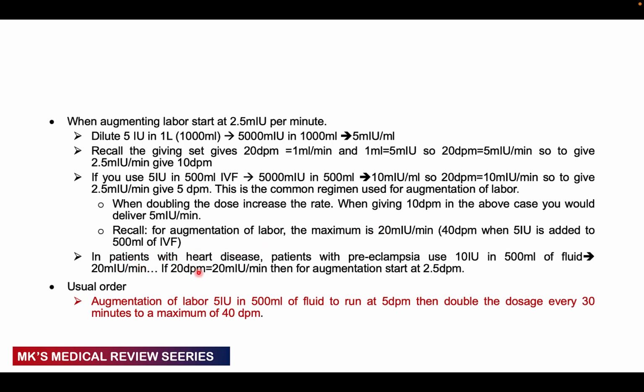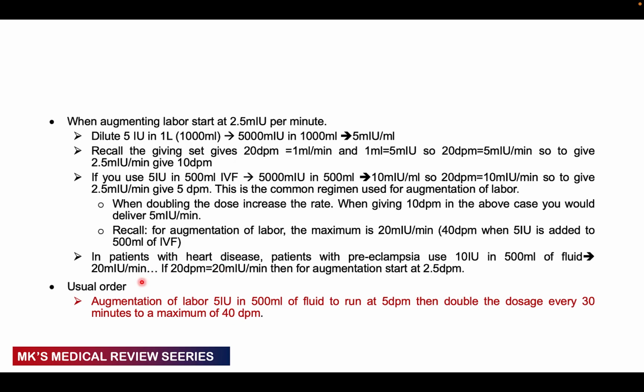And remember, if it's running at 20 drops per minute, it means that this is going to be giving you 20 milli international units per minute. So when you augment it, you can actually start it at 2.5 drops per minute if you're able to calculate that, or you can actually start it at 5 drops per minute, which would be at a higher dose.